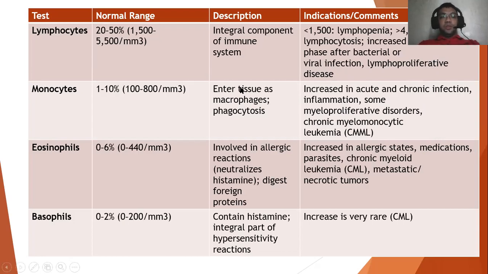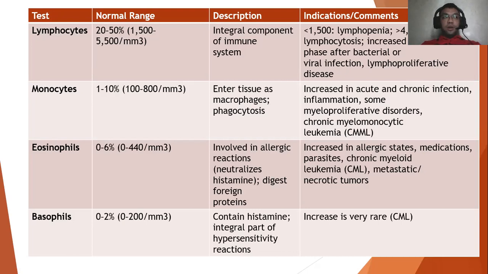Monocytes, 1 to 10%, so 100 to 800 cells per cubic millimeter. They're the larger types of WBCs that we can see. They enter tissues as macrophages and they do phagocytosis. Phagocytes, they eat foreign substances. So these are increased in acute and chronic infection, some myeloproliferative disorders, and chronic myelomonocytic leukemia or CMML.